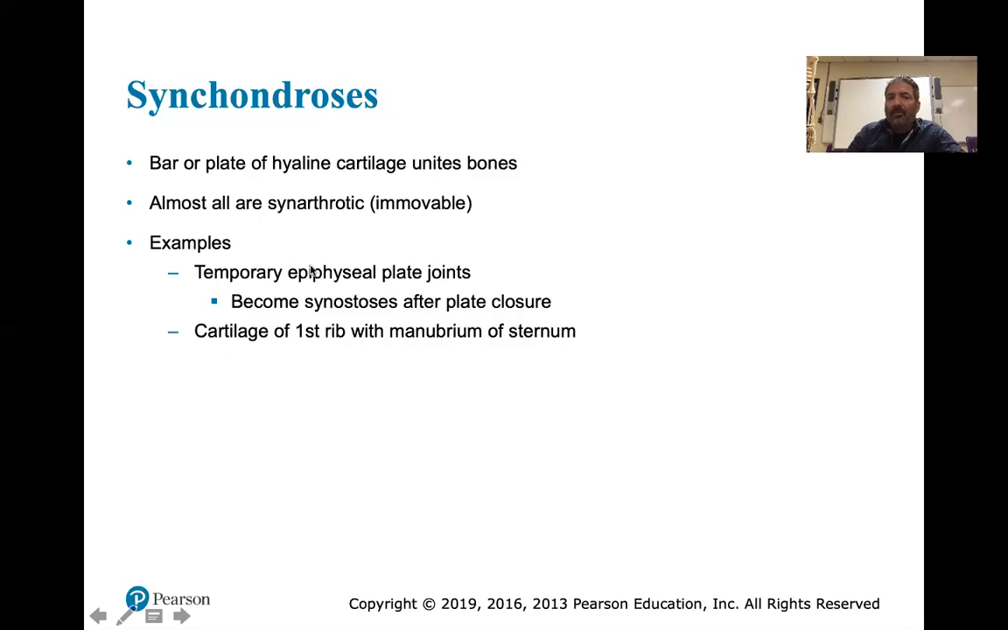Example, temporary epiphyseal plate joints. So these are on the end of the femur, and these are growth plates generally. They're cartilaginous. They have a little bit of motion. And they become synostosis. Remember, that's without movement after plate closure. And then the cartilage of the first rib and manubrium of the sternum. And I think we talked about those last time. I can bring this guy back over.